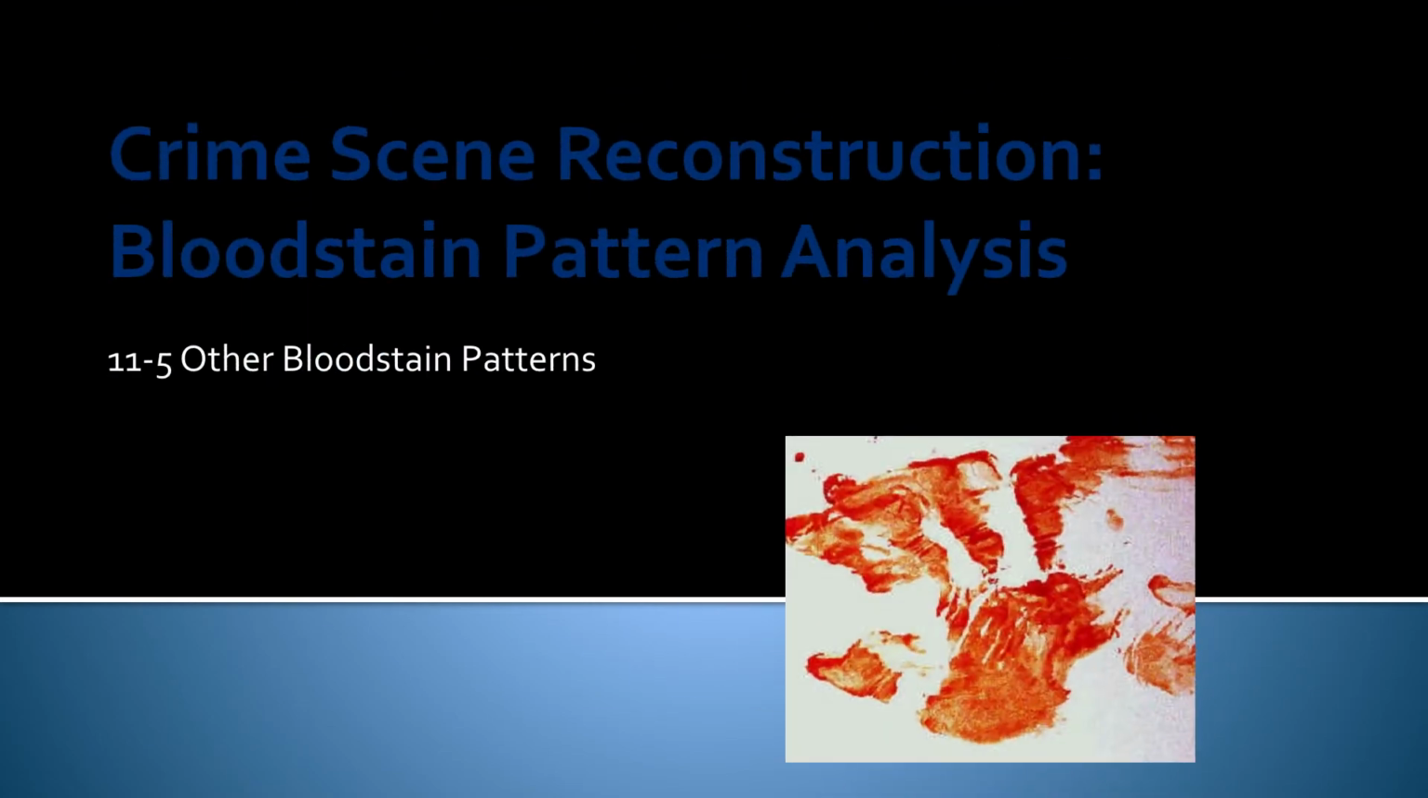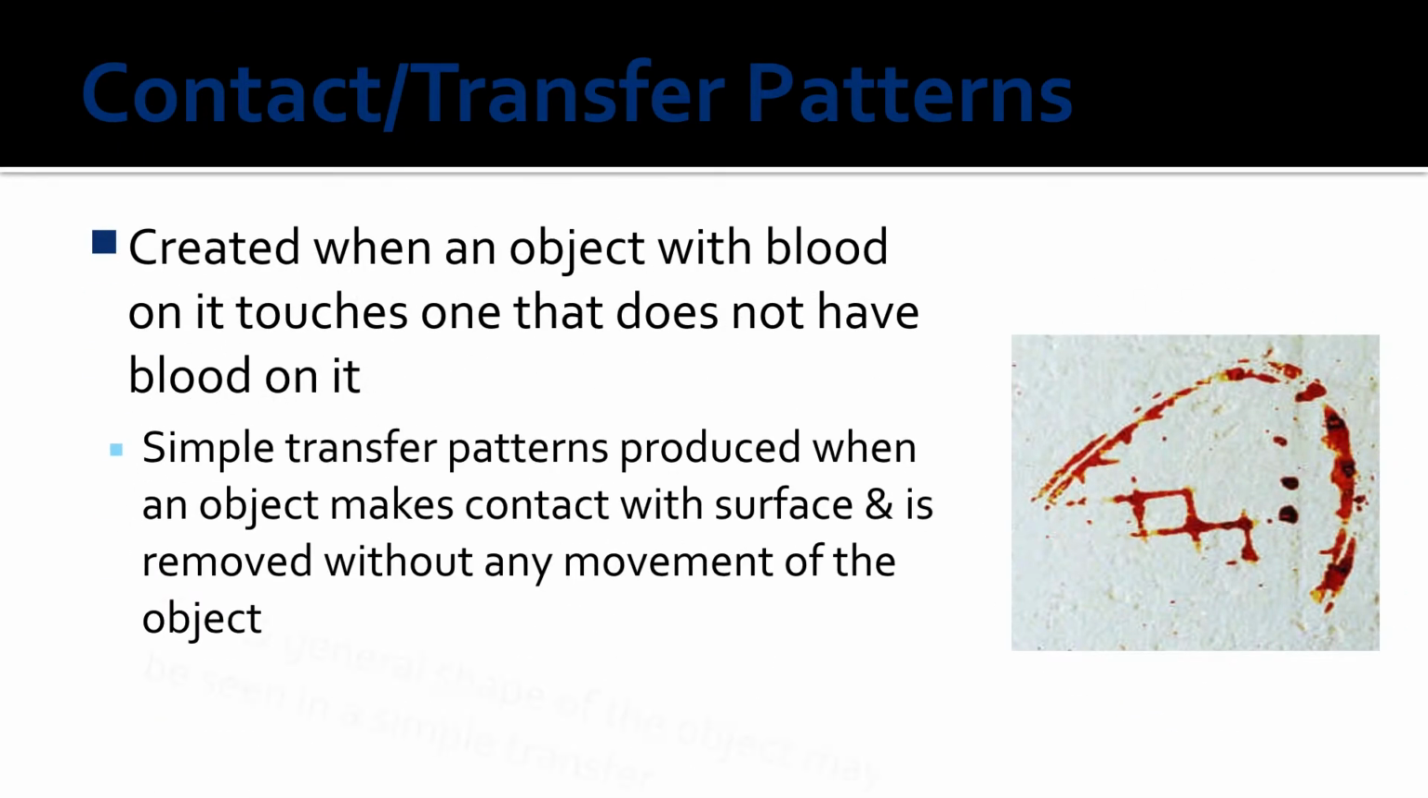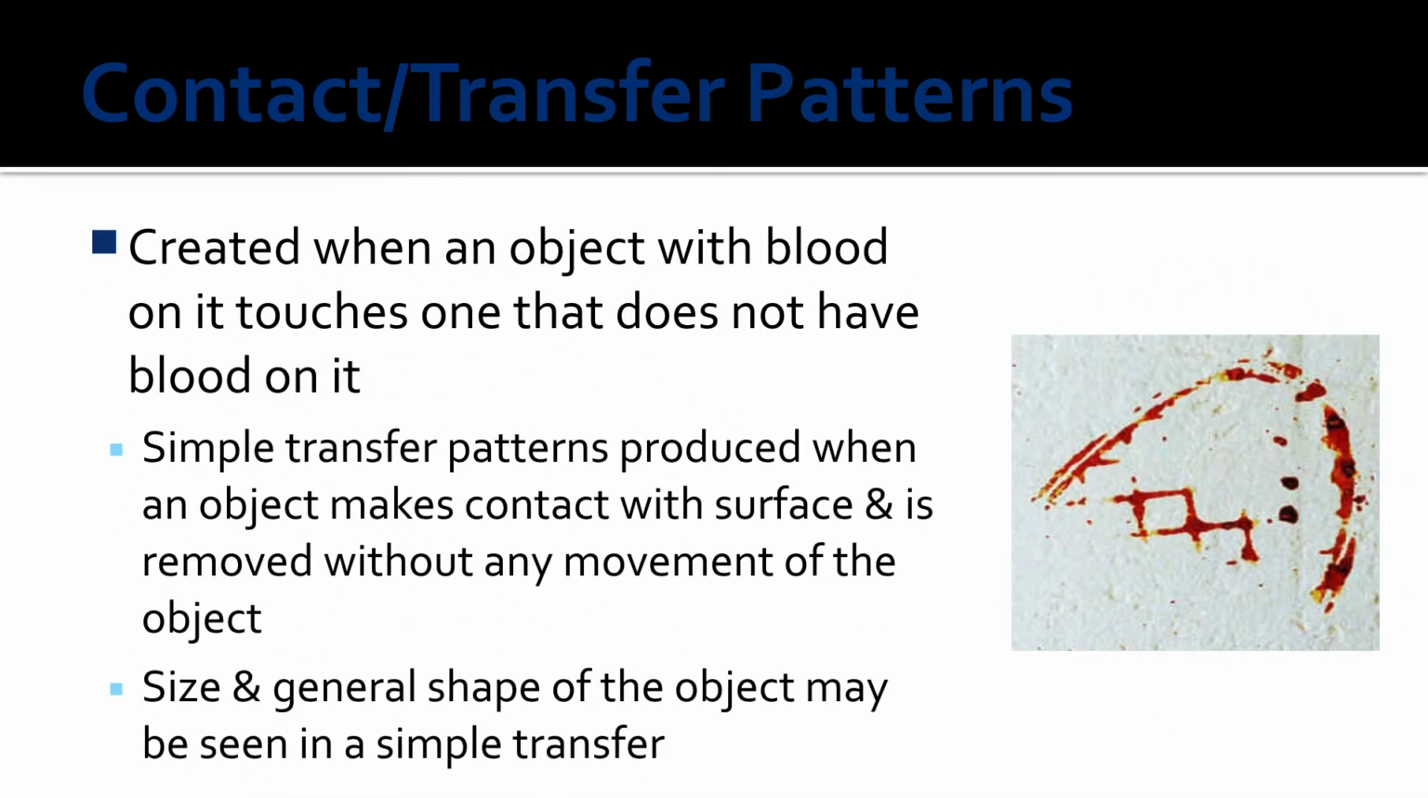Forensic Science Lecture 11-5, Other Bloodstain Patterns. Not all bloodstain patterns at a crime scene appear as spatter patterns. Some of them are not quite as straightforward or coming from the impact wound. They occur after the blood is already present at the scene.